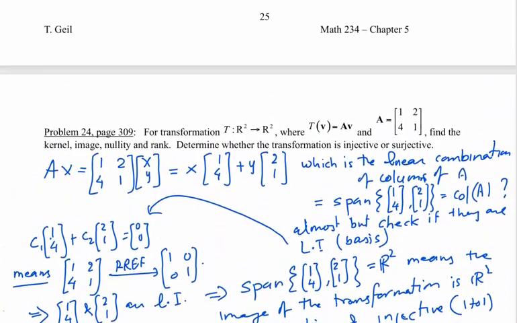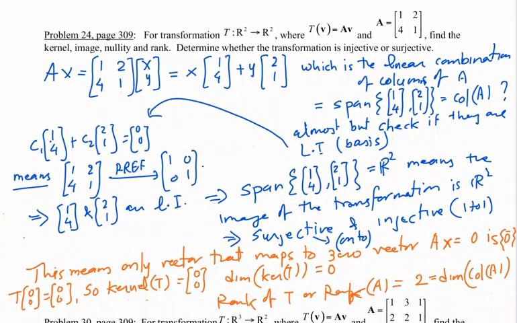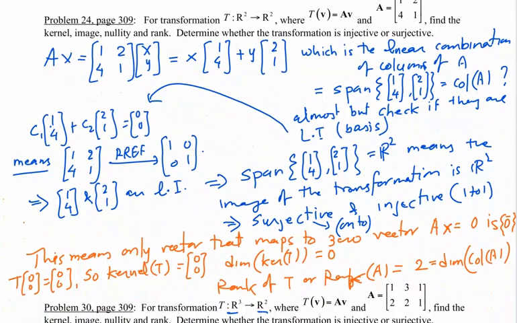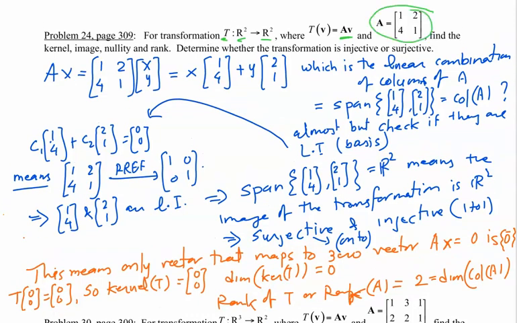All right, let's do this one. Maybe you can finish it quickly. This one is a transformation again from R2 to R2. Again, this transformation is a matrix vector multiplication. So they gave you the matrix, this one. Find the kernel, image, nullity, rank, all of them we need to find out. So again, let's start with the AX.